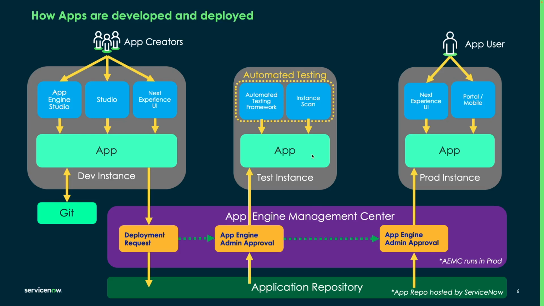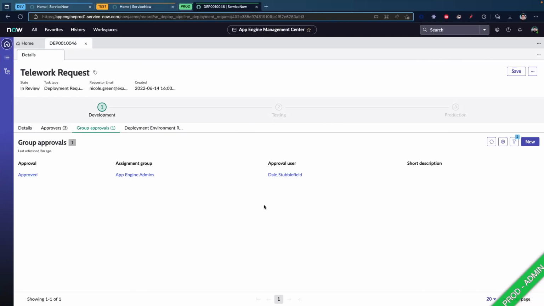If Nicole's app failed any of these tests, it would email her and let her know she had failed the test and to submit a new version of her app. If it passed testing, which it will in our demo, there would be another round of approvals. So let's take a look at that. So we'll refresh our page there.